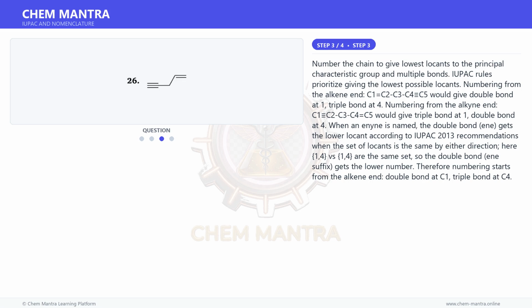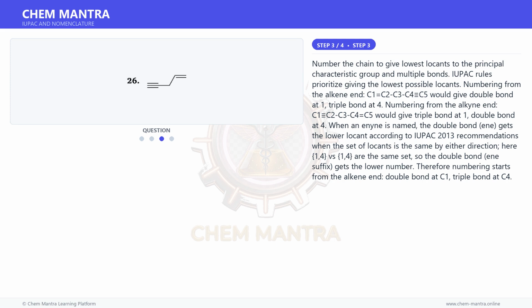Number the chain to give lowest locants to the principal characteristic group and multiple bonds. IUPAC rules prioritize giving the lowest possible locants. Numbering from the alkene end, C1=C2, C3, C4, C5 would give double bond at 1, triple bond at 4. Numbering from the alkyne end, C1, C2, C3, C4=C5 would give triple bond at 1, double bond at 4.